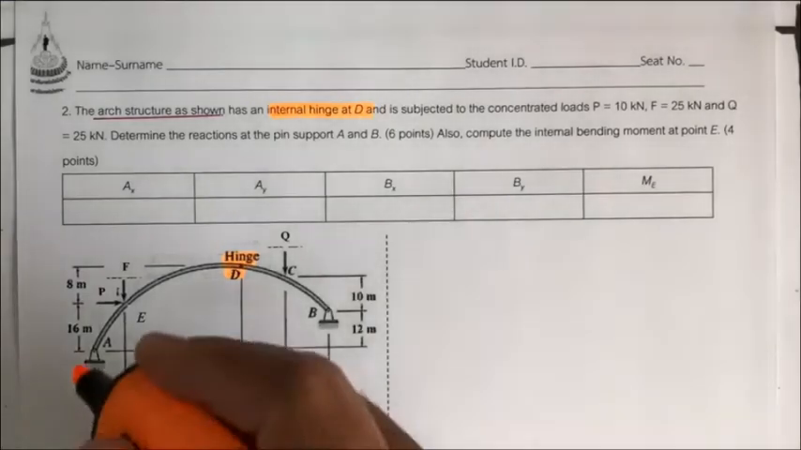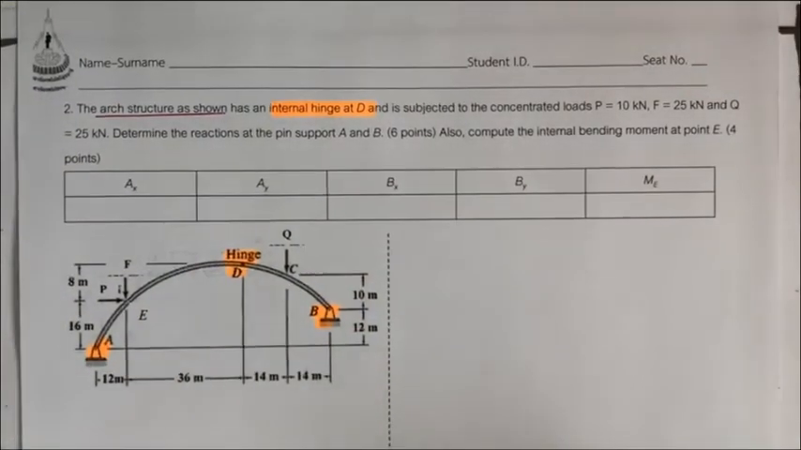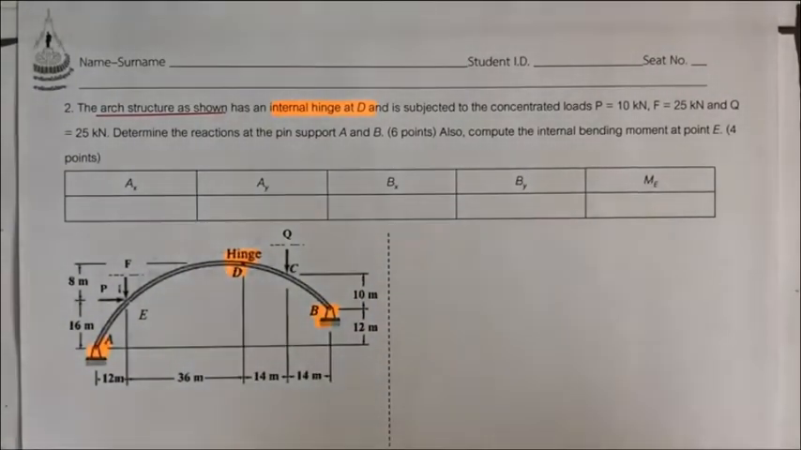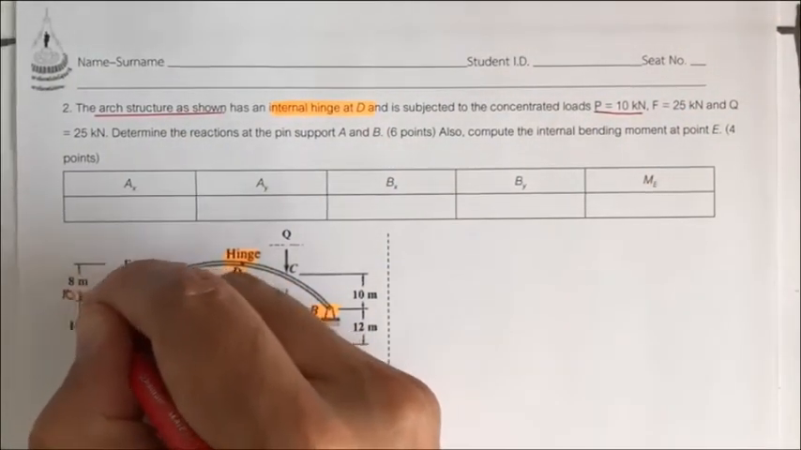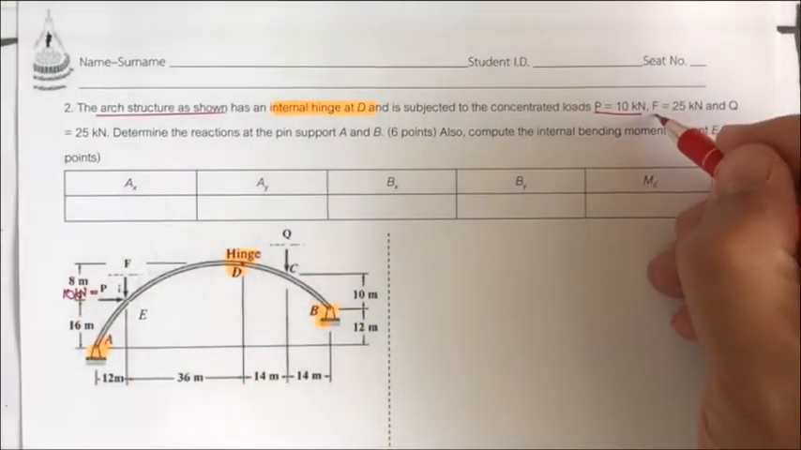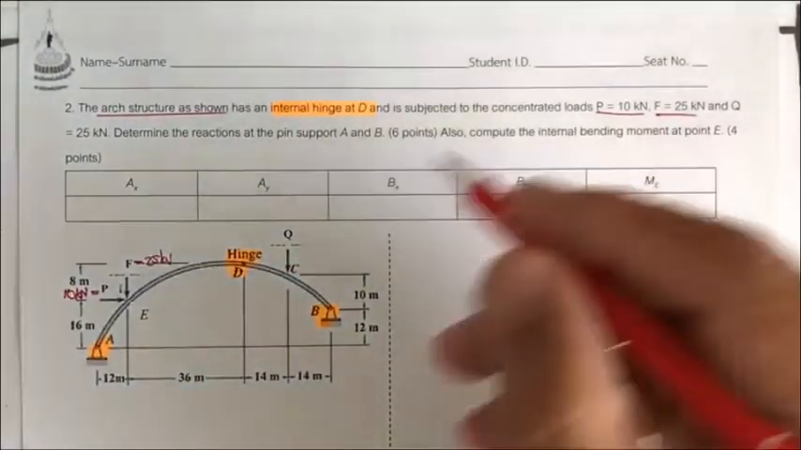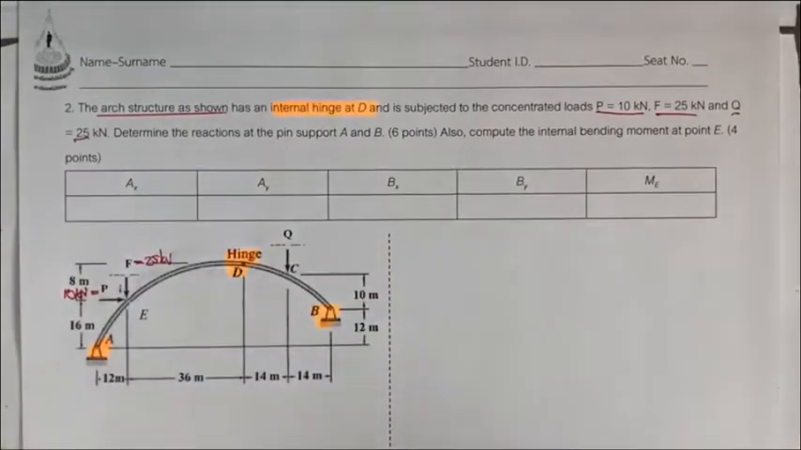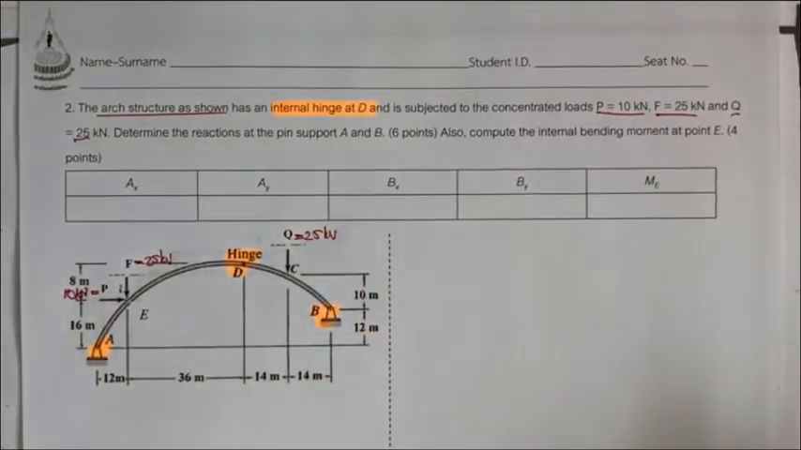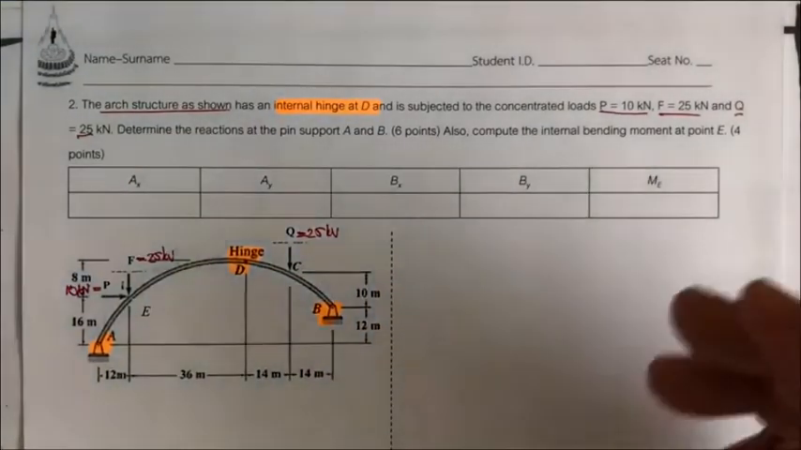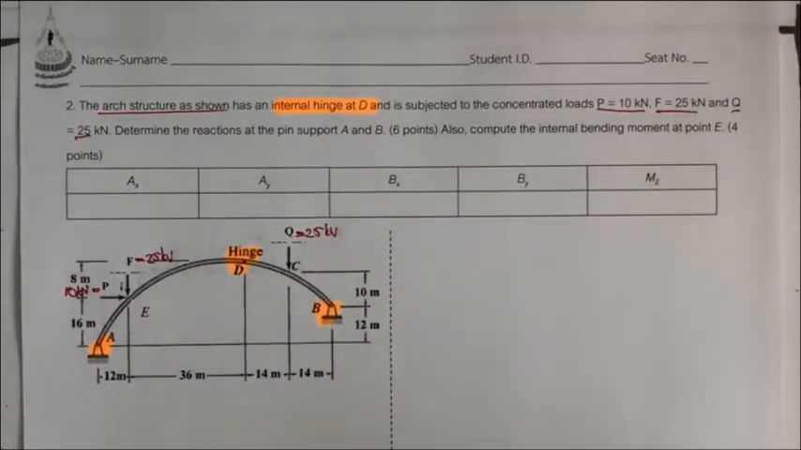It also has A as the pin and B as the pin, and is subjected to the force of P equal to 10 kilonewton. So this is going to be 10 kilonewton, and F of 25 kilonewton and Q of 25 kilonewton. So this is also 25 kilonewton. Okay, and they would like us, as I show on this table, to determine that kind of forces and moment.